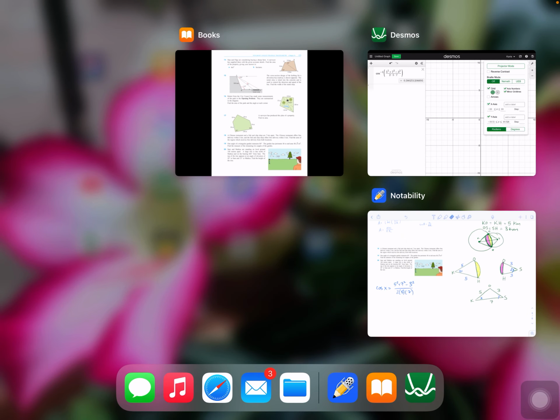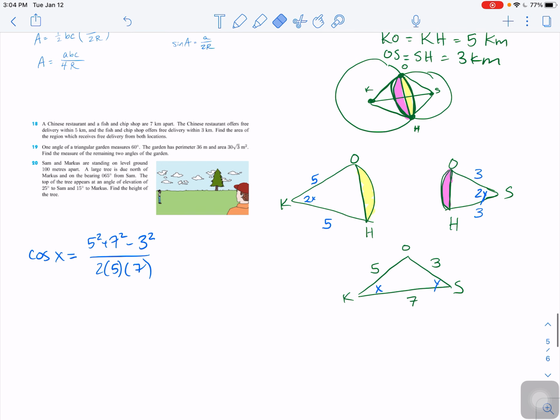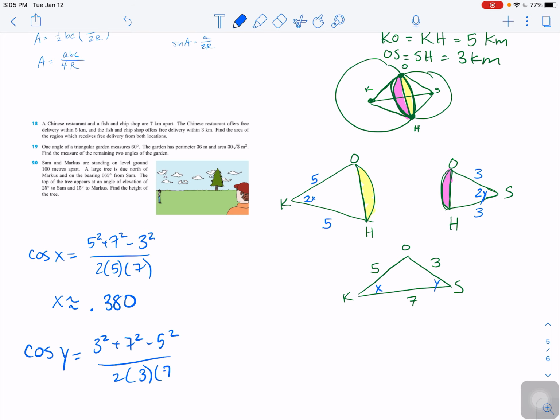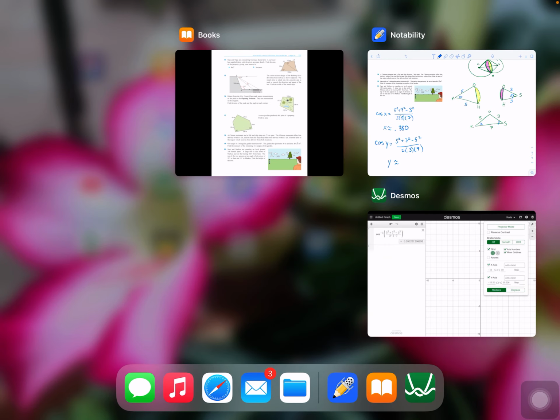Okay, hang on. The nice thing about my Casio is that I could store that value. So x is approximately 0.380 radians. And then I can also do y. So now cosine of y would be equal to 3 squared plus 7 squared minus 5 squared over 2 times 3 times 7. If I'm going too fast for you, go back and watch some of the previous videos because I'm just going fast. And so then this was minus 5.